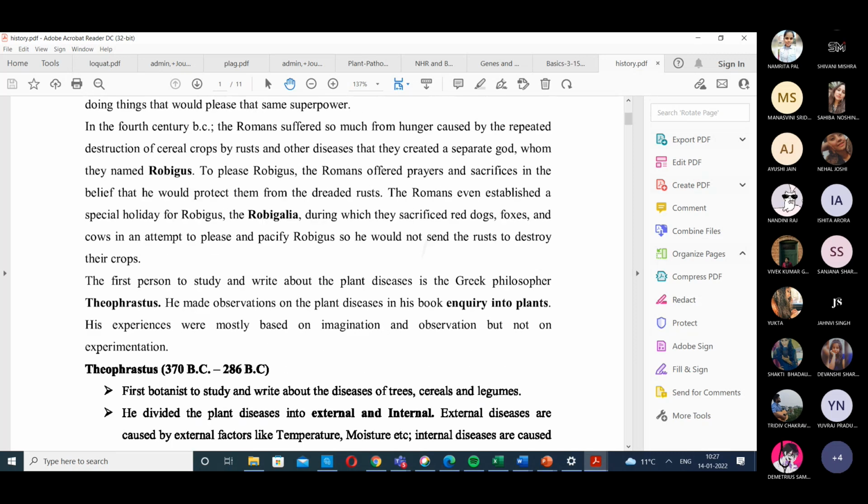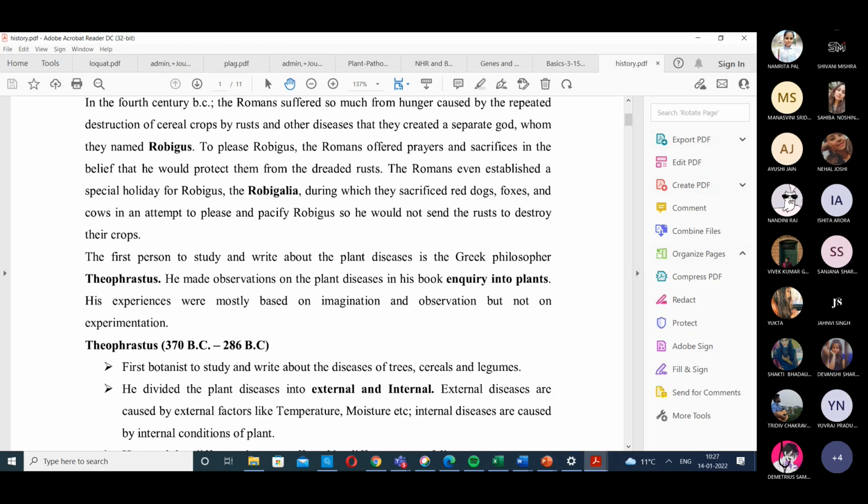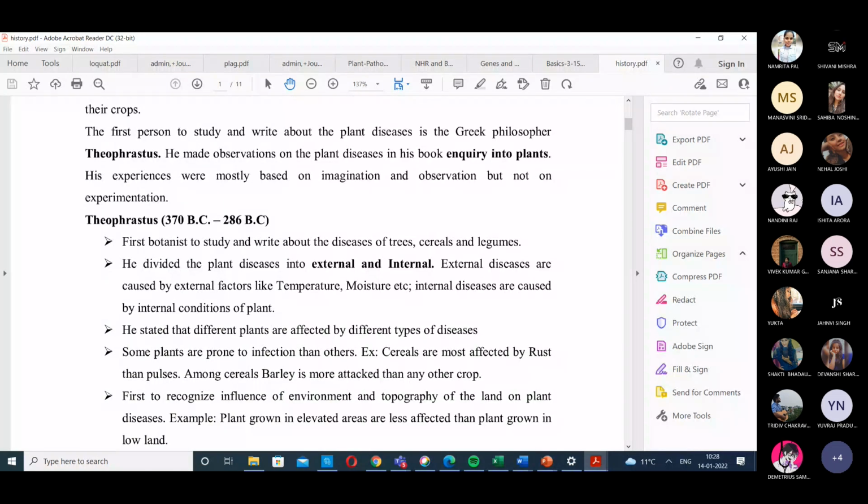The first person to study and write about plant diseases is a Greek philosopher called Theophrastus. He made observations on plant diseases in his book Inquiry into Plants, right? At that time, his experience was a lot about imagination and observation, but not experimentation. So what he saw and what he thought it could be, he mentioned in his book, right? His era was 370 BC to 286 BC, and he was the first botanist to study the diseases of trees, cereals, and legumes.